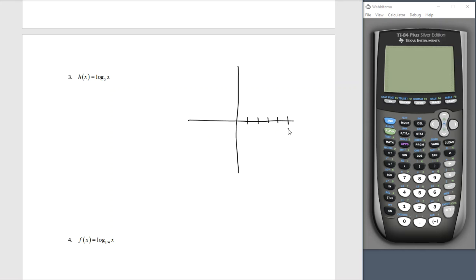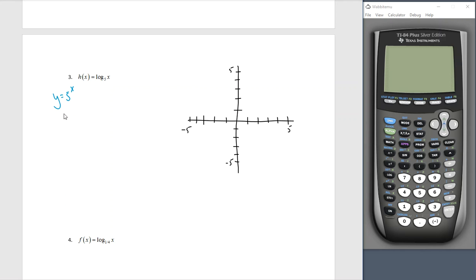I want you to think about this now. Do you think that this graph will look like the first example, where the base was 3, or do you think this graph will look like the second example when the base was 1/2? All right, let's give it a shot.